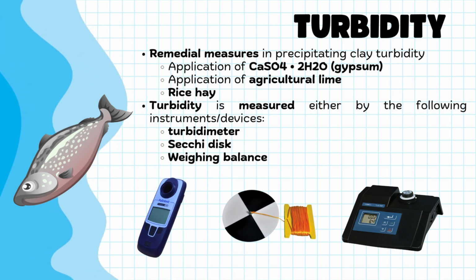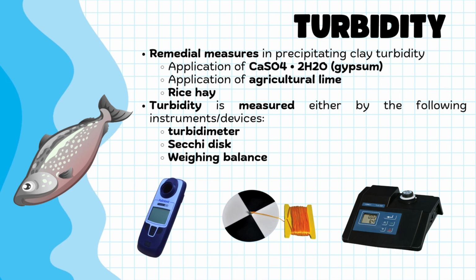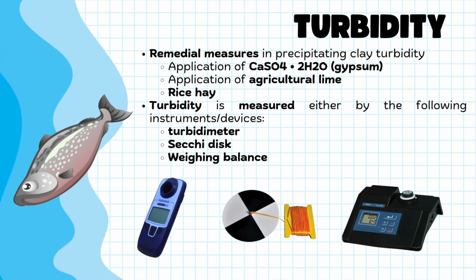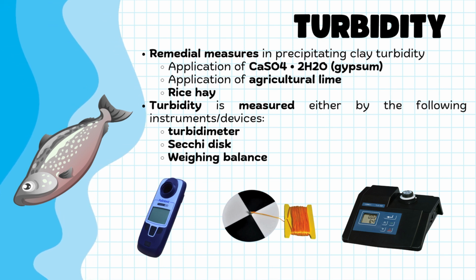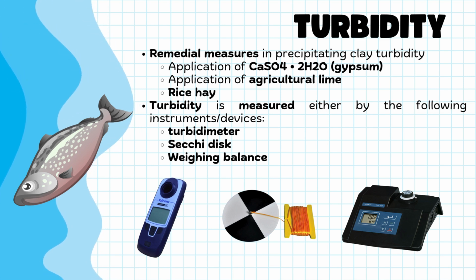So turbidity is measured by the following instruments and devices. First is the turbidimeter. It's expressed in parts per measure or ppm. For example, muddy waters usually contain less than 2000 ppm, and clay turbidity in natural waters rarely exceeds 20,000 ppm.